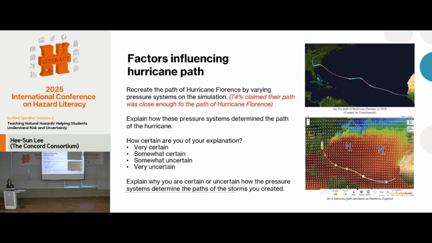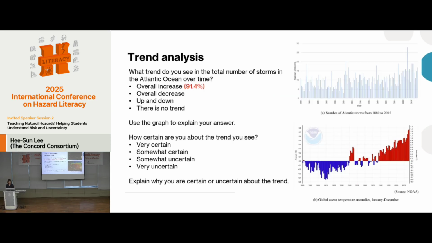Modeling cannot take into account all factors, all elements of the system accurately as they occur in a real-world situation. So students are supposed to fail, and the students must think about how confident they are when they create such a path and why they are certain or uncertain about the path that they created. But the goal of this system is about how pressure systems affect the path of the hurricane.